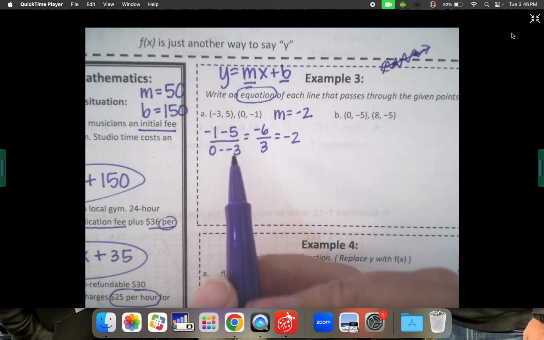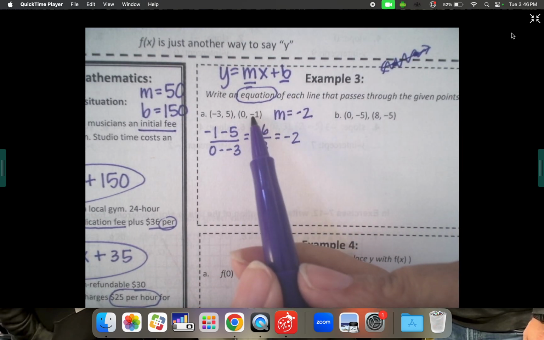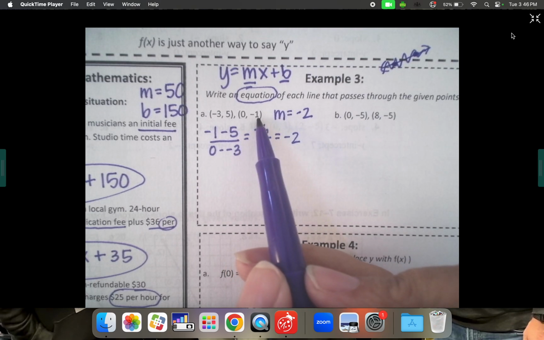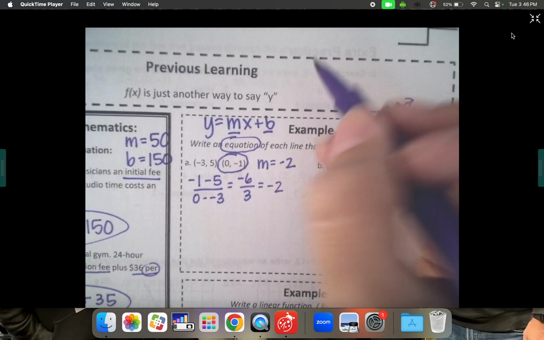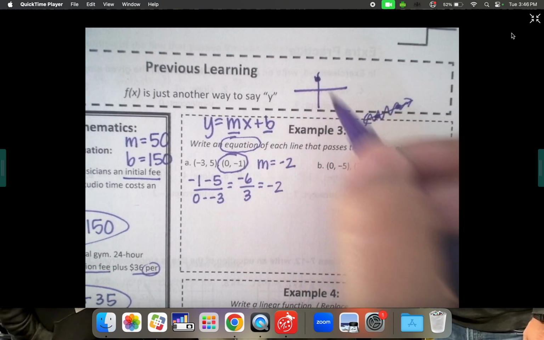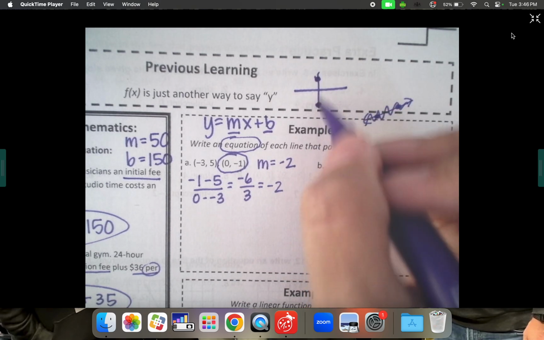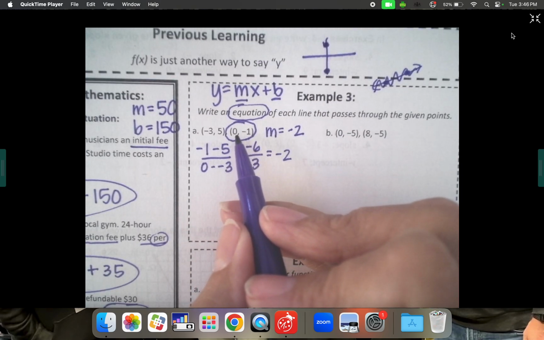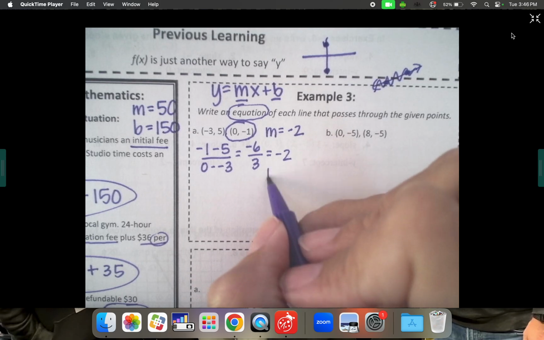So this one is easy. This one is actually very, very easy because I hope you know that 0 comma anything is going to be on the y-axis. If I were to graph something on the y-axis, this would be 0, maybe 2. This would be 0, maybe -3. Anything with a 0 in front of it, that's your y-intercept. So I know that my b is -1.